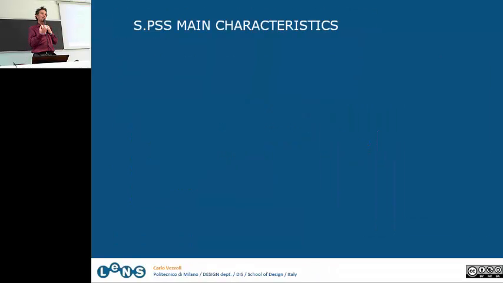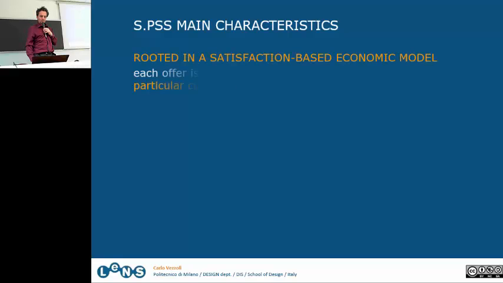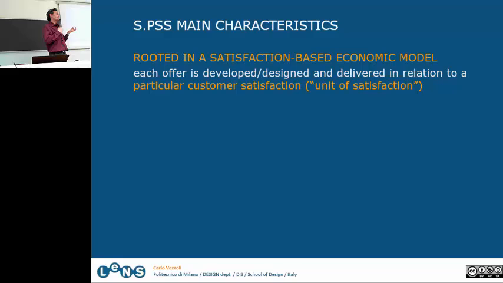So to sum up, what are the main characteristics? All these PSS are rooted in a so-called satisfaction-based economic model, so that each offer is developed, designed and delivered in relation to a particular unit of satisfaction, or if you want, particular customer satisfaction. Even though customer satisfaction is used by economists in a slightly different way, basically that is the idea. It's not that far from that. That's not that bad.